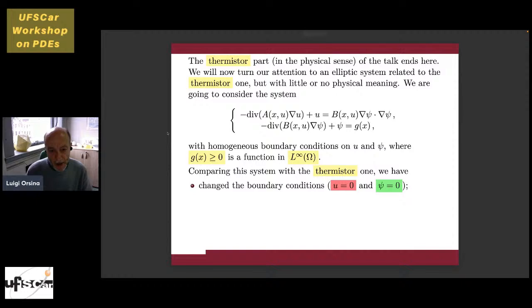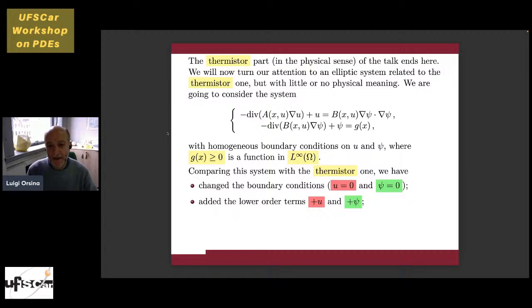The main differences are, first of all, we have changed the boundary conditions. We have no longer U and Psi assigned on some part of the boundary of omega, but U is zero and Psi is zero on the boundary of the set, the open bounded subset of R^n where the problem is posed. Then we have added two lower order terms, so plus U in the first equation and plus Psi in the second one, which of course has less and less physical meaning somehow.